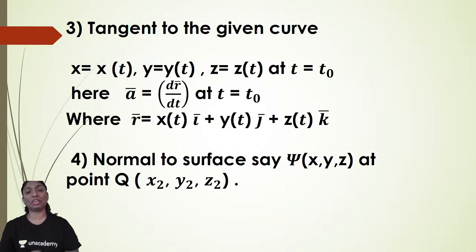the tangent to the given curve. Okay, the vector is given as tangent to the given curve when x is equal to x of t, y is equal to y of t, and z is equal to z of t, at t is equal to t0, then your vector a bar is equal to dr bar by dt at t is equal to t0, where r bar is equal to x of t i bar plus y of t j bar plus z of t k bar.